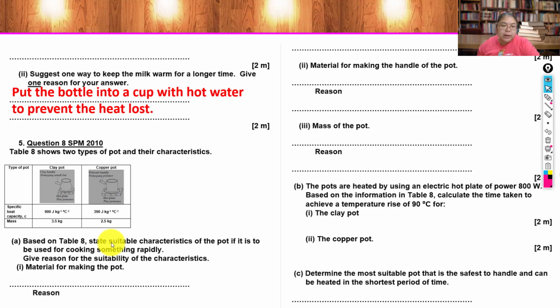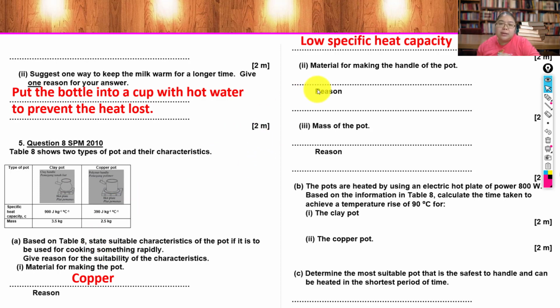Based on table 8, you need to state the suitable characteristic of the pot if it is to be used for cooking something rapidly. Rapidly means faster, so we understand which one we need to use. Give the reason and also the suitable characteristic. First one, the material for making the pot must be copper because you want it faster. What's the reason? The reason is low specific heat capacity.